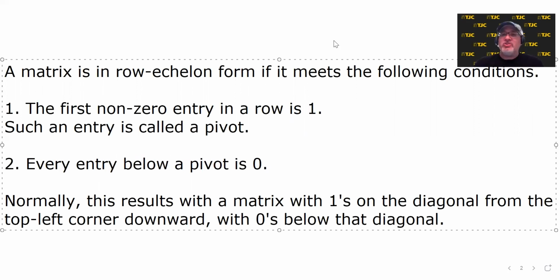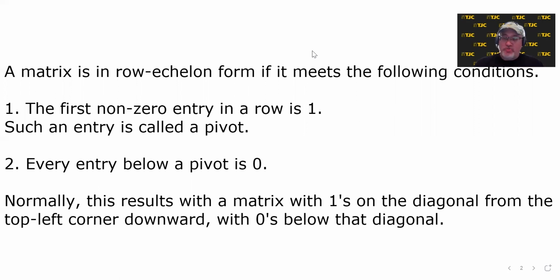Now, this is actually much easier to see than to put into words, but basically what it's saying is when we look at a row of numbers, the first number that isn't 0 needs to be a 1. And whenever we see one of those initial ones called a pivot, every number below it must also be a 0. Normally, this results in a matrix with 1s on the diagonal from the top left corner downward with 0s below that diagonal. Let's take a look at some examples.